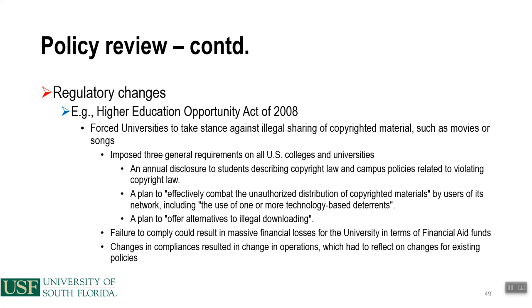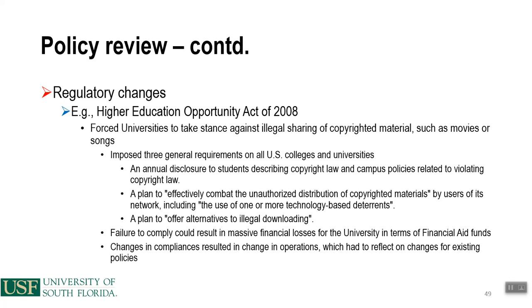Regulatory changes, we can take for example the Higher Education Opportunity Act of 2008. It forced universities to take a stance against illegal sharing of copyrighted materials such as movies or songs, and imposed 3 general requirements on all U.S. colleges and universities. The first one being the annual disclosure to students describing copyright law and campus policies related to violating copyright law, a plan to effectively combat the unauthorized distribution of copyrighted materials by users of the network, including the use of one or more technology-based deterrents, and a plan to offer alternatives for illegal downloading.